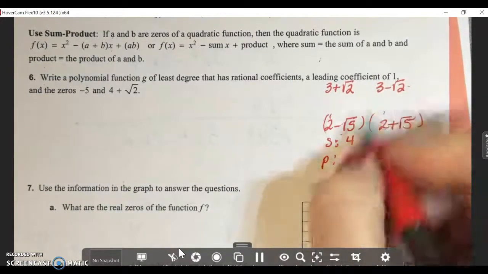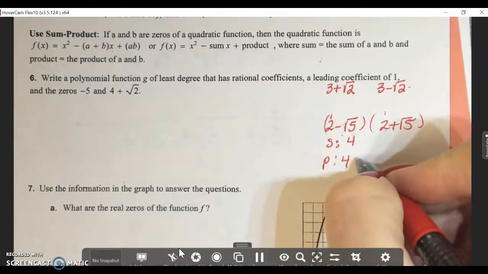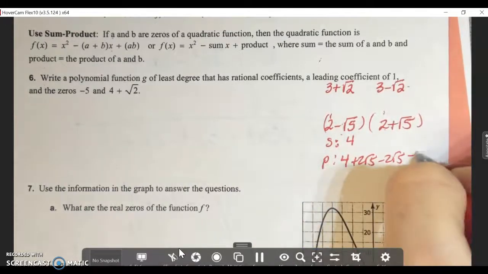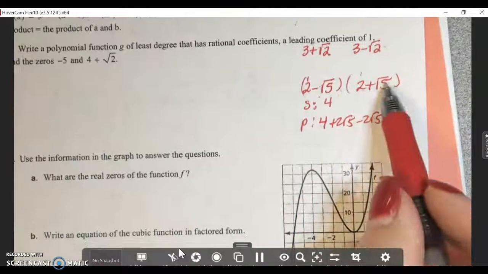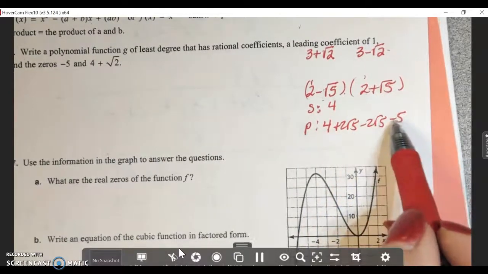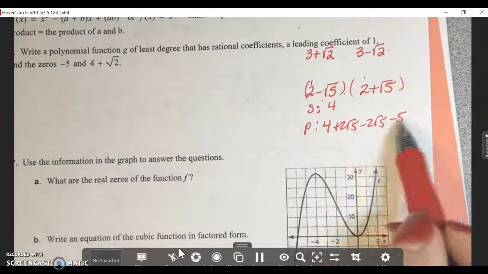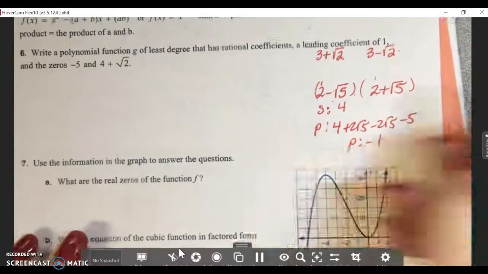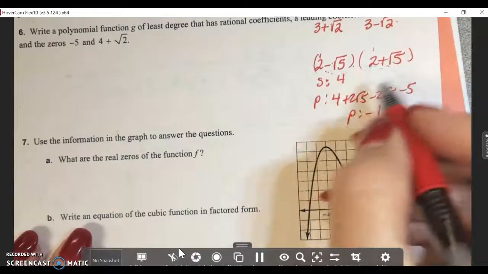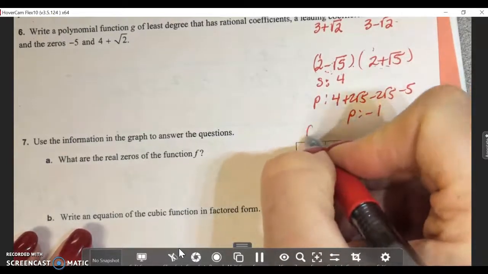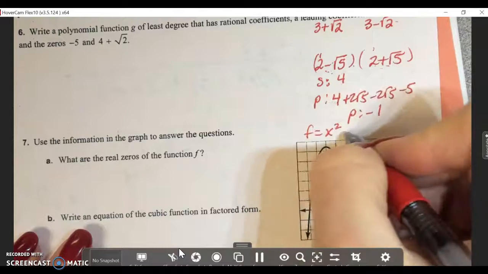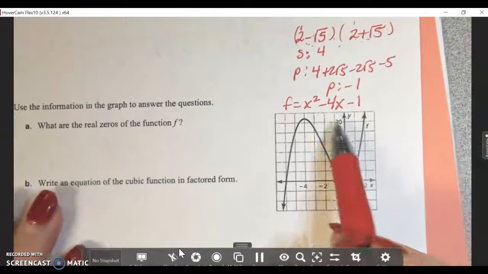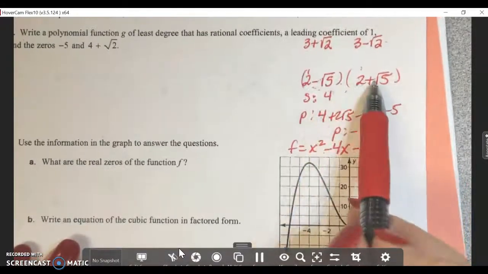I would do the first times the first. I would do the outers. I would do the inners. And I would do the last. Radical 5 times radical 5 is radical 25, which is just 5. What does all of that simplify down to? Negative 1. So then the equation that would have these two values for solutions would be the function x squared minus the sum x and then plus the product. So this would be the equation that would have those two solutions.